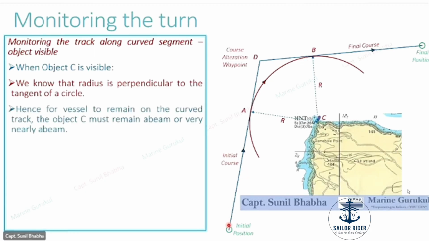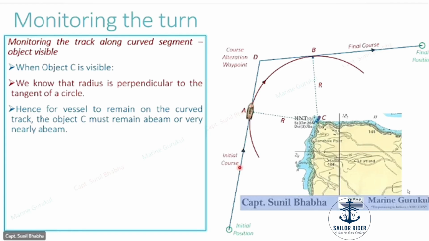When the ship is proceeding on its initial position, the vessel reaches point A. You can see the vessel being shown at point Alpha. Now when the vessel is at point A, this lighthouse will be exactly abeam of the ship. The fore and aft line of the ship represents the tangent to this turning circle.